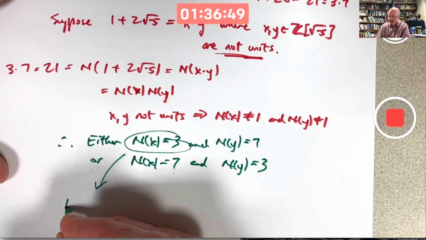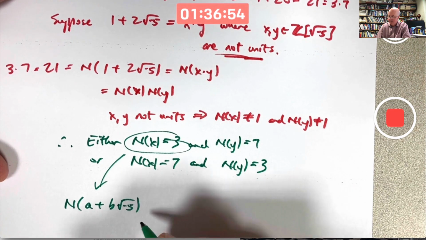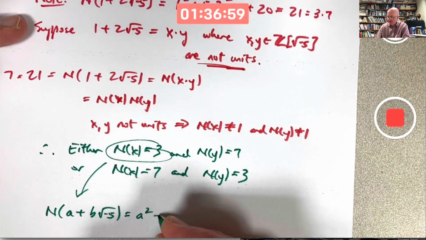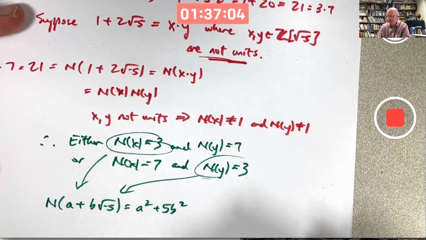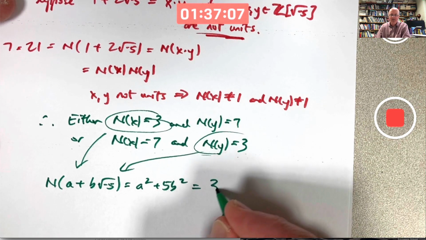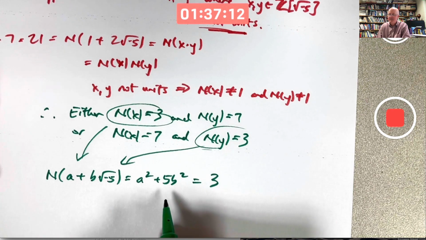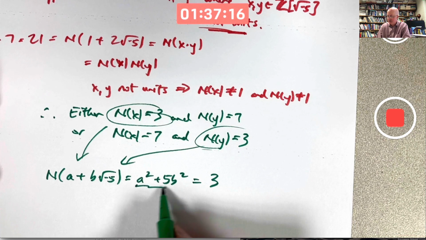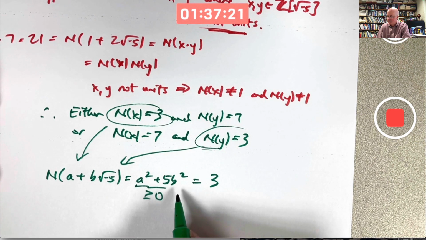Let's say x is a plus b times root negative 5. By the formula for the norm, that's a squared plus 5b squared. We could do a similar argument if n of y equals 3. We're saying this equals 3. That's impossible. A and b have to be integers. There's no way this can be 3. This is certainly greater than or equal to 0. It can't be negative, no matter whether a and b are positive or negative. And just try it out. Think about it.